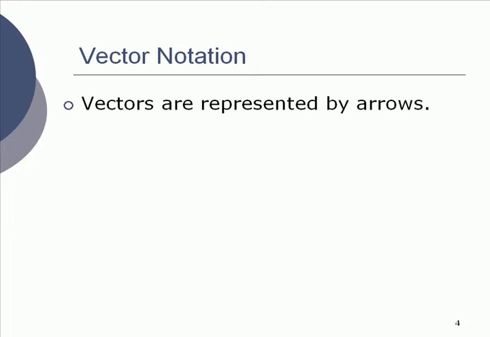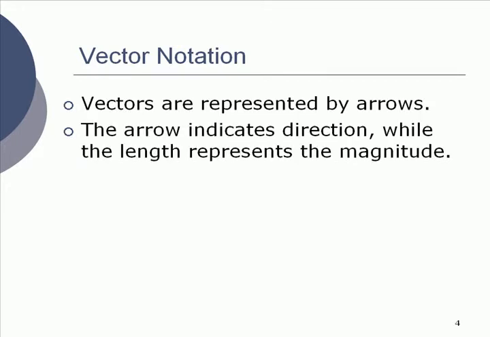Well, a little bit of vector notation. Now, I'm going to show you some vectors in a minute, but first of all, I just want to introduce this notation, then we'll look at some examples. First of all, you represent a vector by an arrow. And the arrow indicates the direction, what direction it points is represented by the arrow, and the length represents magnitude. So the longer the arrow, the greater the magnitude. We'll see an example of this in just a minute.